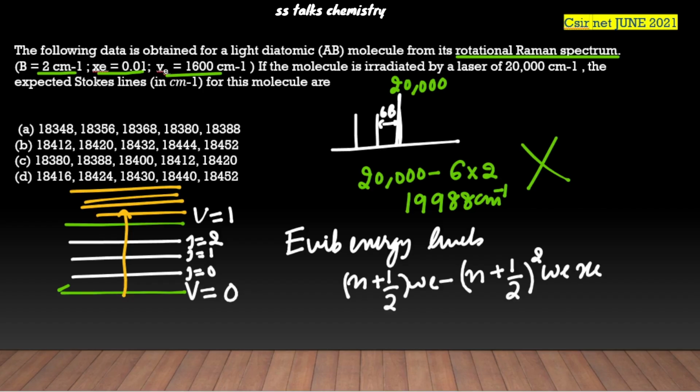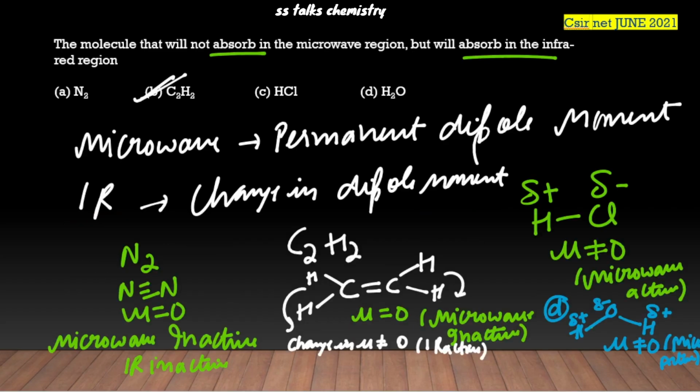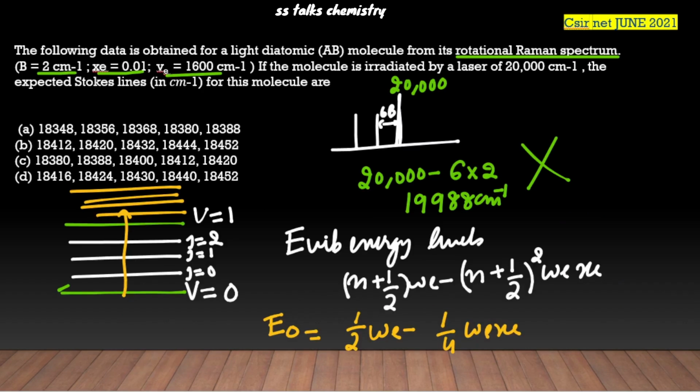Now for the ground state, that is v equal to 0, the energy will be half of omega e minus 1 by 4 omega e into xe. This is the value that we will be having. Now here the values of nu e and xe are already given to us. That xe value is 0.01 and nu e value is 1600.